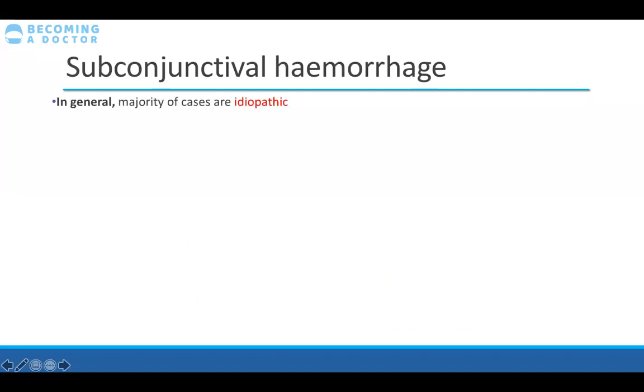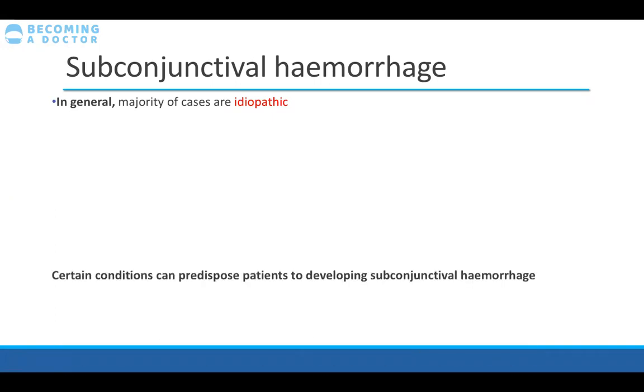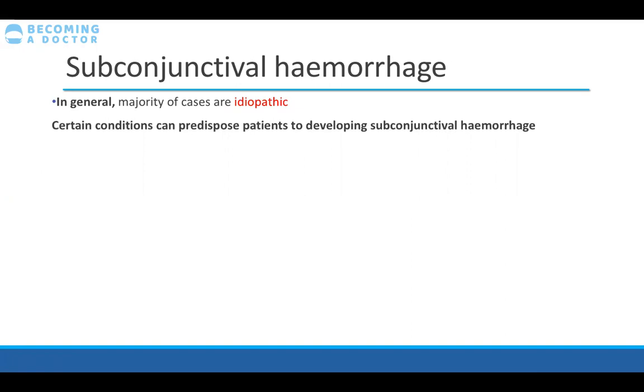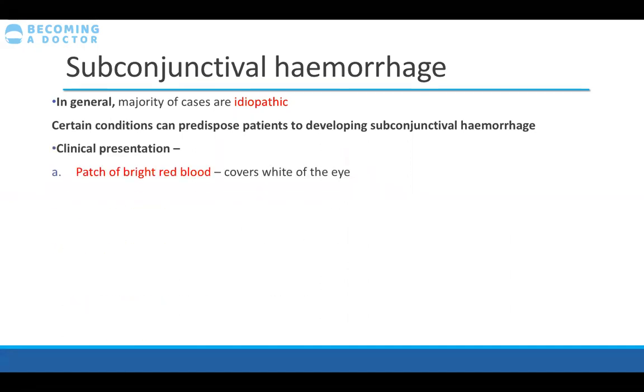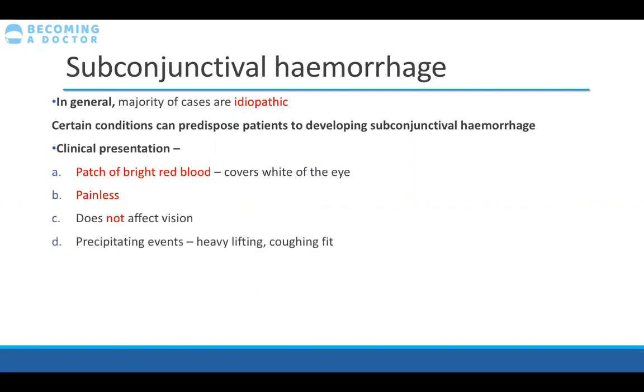So subconjunctival hemorrhage. In general, the majority of cases are idiopathic. Certain conditions can predispose you, such as hypertension, whooping cough, or a bleeding disorder. I've made a note of these in the notes section of the PowerPoint, so you guys can have a read of that. Clinical presentation: you usually see a patch of bright red blood that covers the white of the eye. It's painless, it doesn't affect the vision, and there can be precipitating factors, such as heavy lifting or a coughing fit, which can usually cause a hemorrhage.